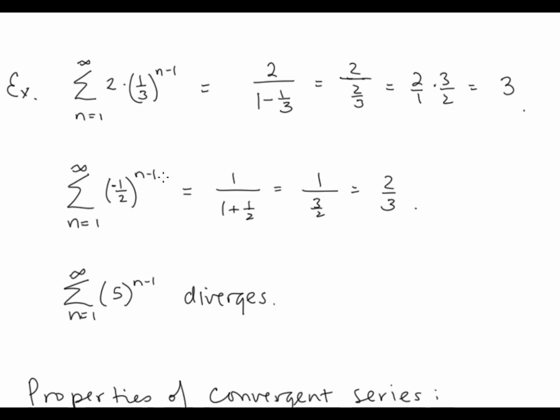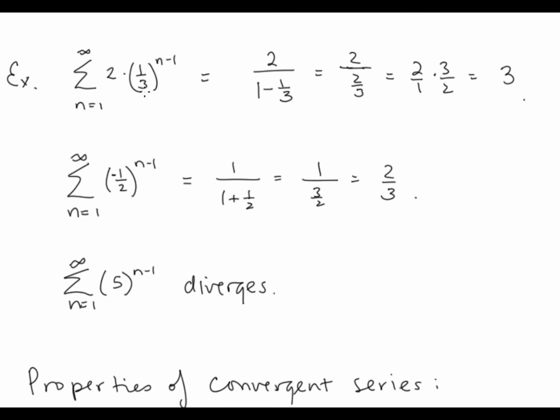So for the examples we had above, we saw 2 times 1/3 to the n minus 1, and here we see r is equal to 1/3. And since the absolute value of 1/3 is less than 1, we know this series converges to a over 1 minus r. So that's equal to 3 here.